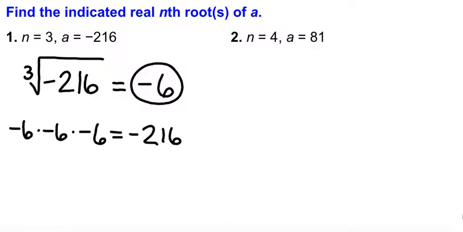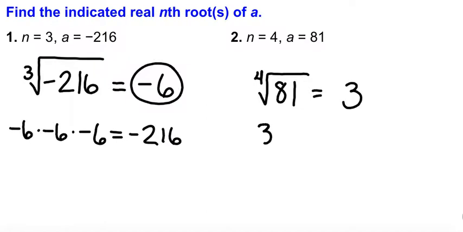Let's try another one. The fourth root of 81. So on my chart, I go up to where the exponent's of 4. I go down until I find 81. Then I go to the left and find out it's a base of 3. 3 times 3 times 3 times 3 equals 81. But we have to be careful because this is an even integer.